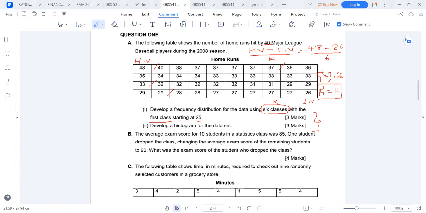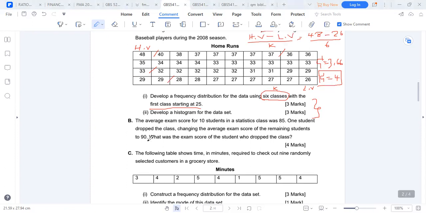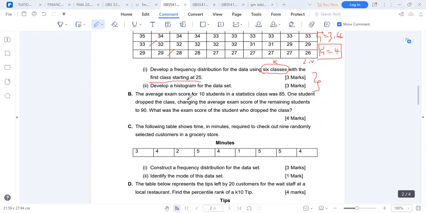So let's now go to part B. What was part B asking for? We have an exam whose score for 10 students was what? 85. So our n is what? 10. Our summation of x was what? 85. But we're told that one of the students dropped. So meaning our n minus 1 becomes what? 9. The average changed to 90.